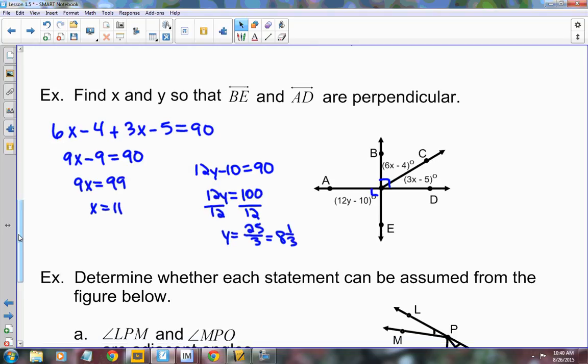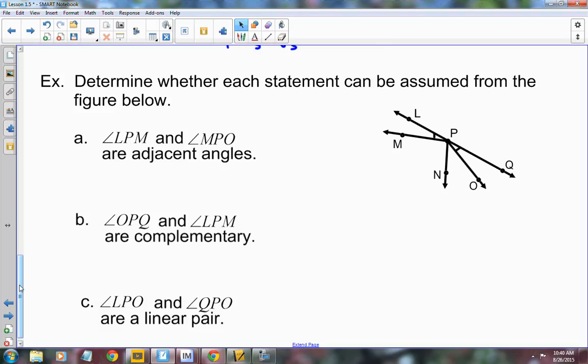All right, now, last little set of problems here. You've got the second category, okay? Think about these definitions that I gave you. Determine whether each statement can be assumed from the figure below. It says that LPM and MPO are adjacent angles. So LPM and MPO, are those adjacent?